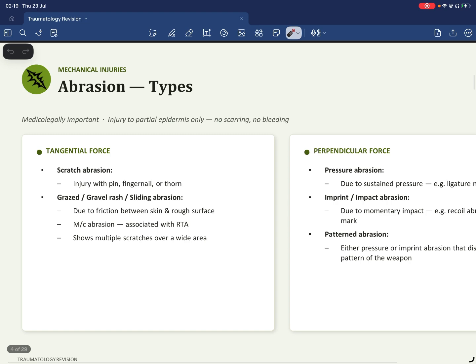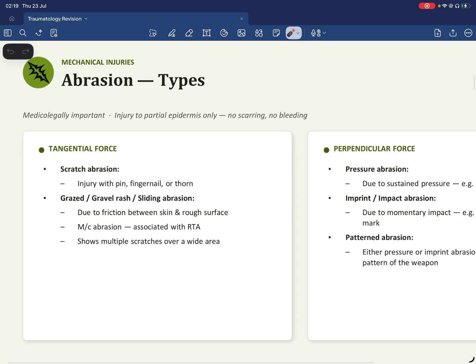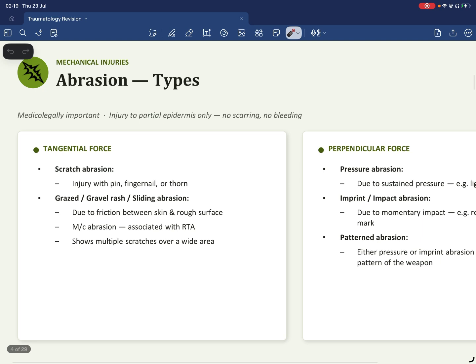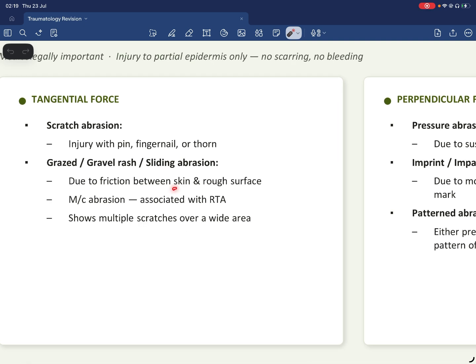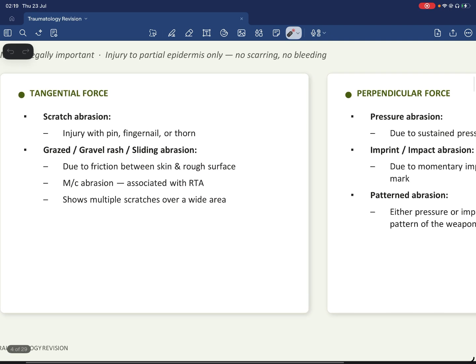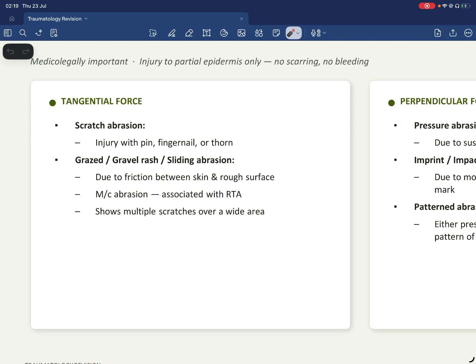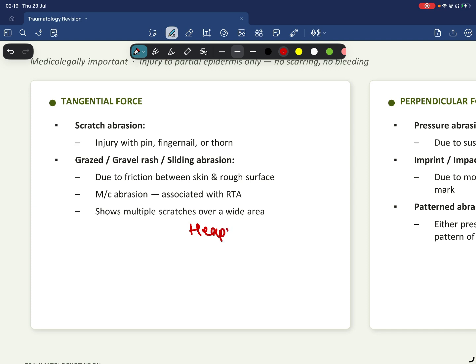Abrasions. We have multiple types of abrasions. The following are caused due to tangential force. We have a scratch abrasion, usually caused by pointed objects such as a pin or a fingernail, or graze abrasion, also called a gravel rash or sliding abrasion, which is caused due to friction between the skin and a rough surface, most commonly associated with road traffic accidents, and it shows multiple scratches over a wide area. The direction of these scratches can be known by the heaping of epithelium at the end of it, also called an epithelial tag.